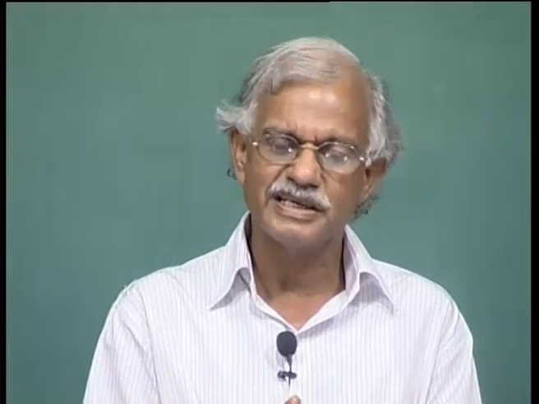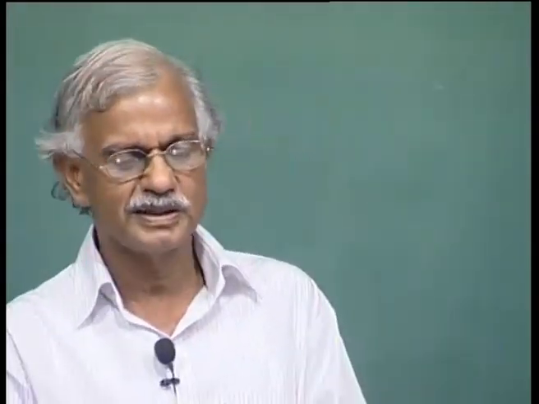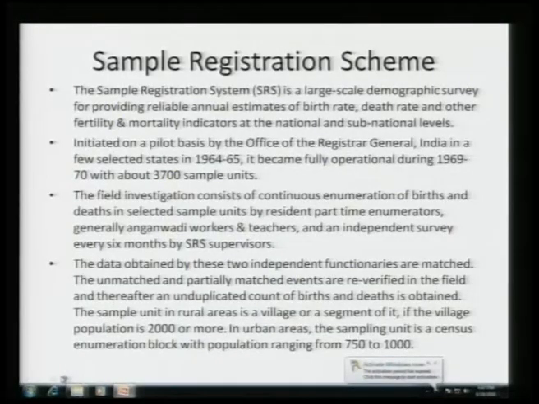So, India has come up with an innovative idea to collect data on births and deaths on a continuous basis. This is called the sample registration scheme. This is also called the dual registration system or dual record system. Why dual? Because this sample registration system is a large scale demographic survey for providing reliable annual estimates of birth rate, death rate and other fertility and mortality indicators at the national and subnational level. It was initiated in 1964-65 on a pilot basis, and gradually by 1969-70 it became fully operational in most parts of the country.